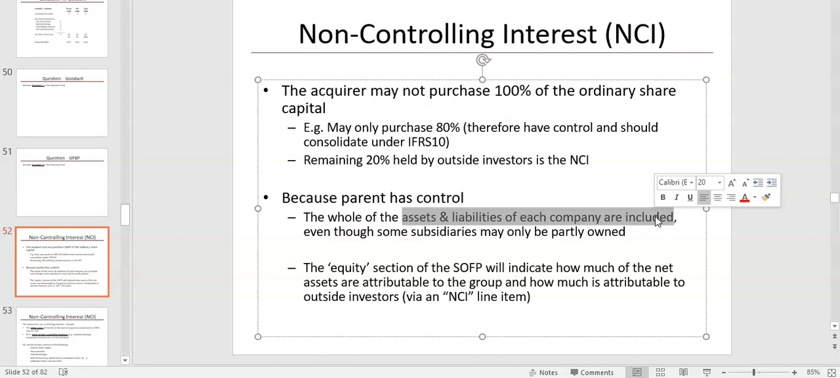So what they do instead is they value that 20% that they don't own, as an example, and they call it NCI, non-controlling interest. And that will be shown in the equity section of the statement of financial position. So instead of going through all the assets and liabilities of the subsidiary and taking 80% of each one, the whole approach to consolidated accounting is you bring in everything, all the revenue, all the expenses, all the assets and all liabilities, and you account for the fact that you may not own all of it by creating a single line called the non-controlling interest.